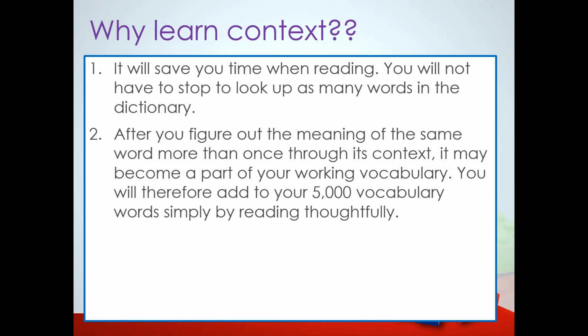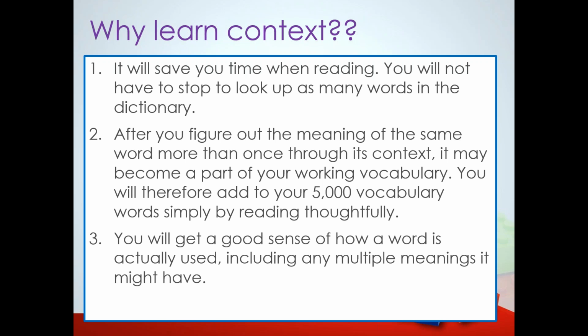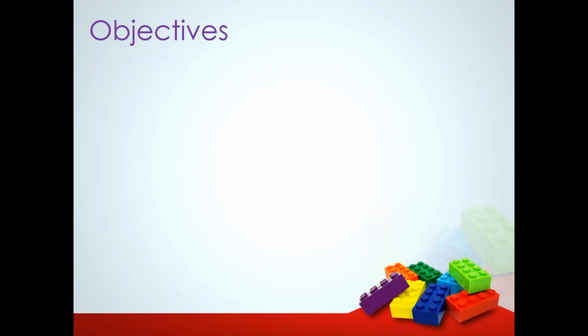After you figure out the meaning of the same word more than once through its context, it's going to become part of your working vocabulary, and therefore you will add it to your 5,000 words. Okay. Also, a reason we can tell kids for learning context is that it's going to give you a good sense of how a word is actually used, including any multiple meanings it might have. So we want to give kids reasons why we should learn how to use the context.